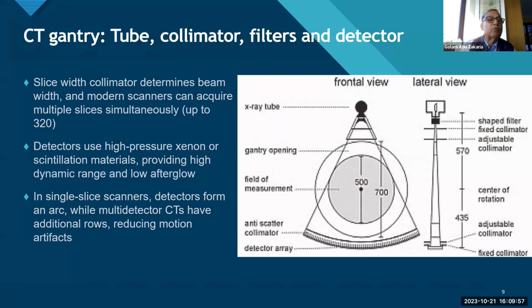A modern scanner can acquire multiple slices, approximately 320 of them. Detectors use high pressure xenon and scintillation materials, providing high dynamic range and low afterglow. Single slice scanners have detectors in an arc, while multi-detector CTs have additional rows, reducing motion artifacts. You see here on the right side the frontal view and lateral view. On the lateral view, you see a very thin pencil beam, and it gives a slice in the body.